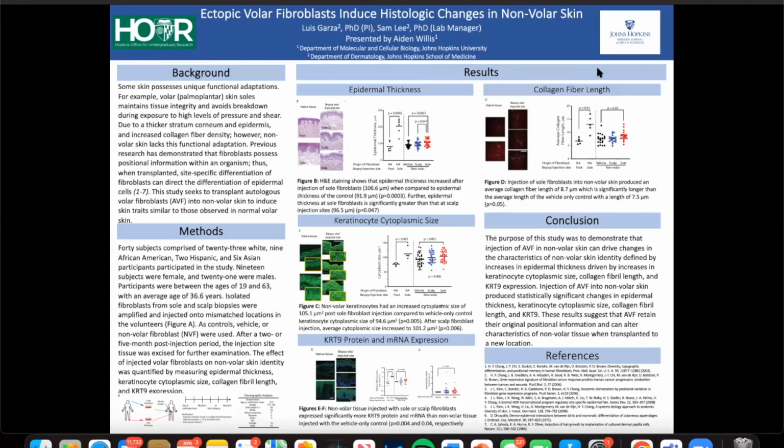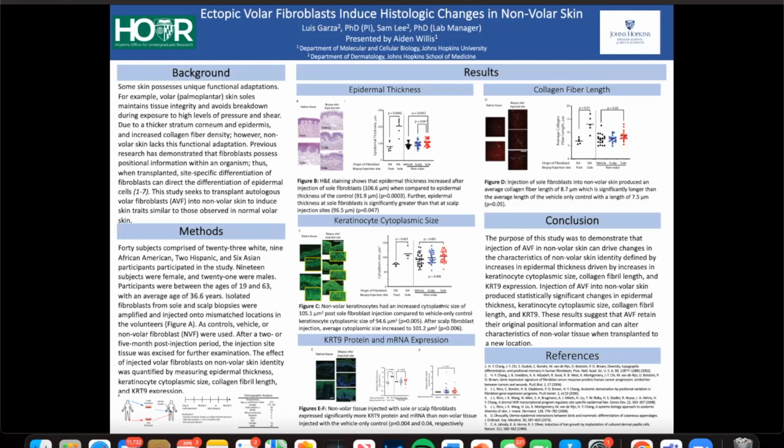I'm going to be presenting "Ectopic volar fibroblasts induce histologic changes in non-volar skin." This is research I participated in as part of the Garza Laboratory in the Department of Dermatology at Johns Hopkins School of Medicine. I conducted this research under the guidance of my principal investigator, Dr. Luis Garza, and my lab manager, Dr. Sam Lee.